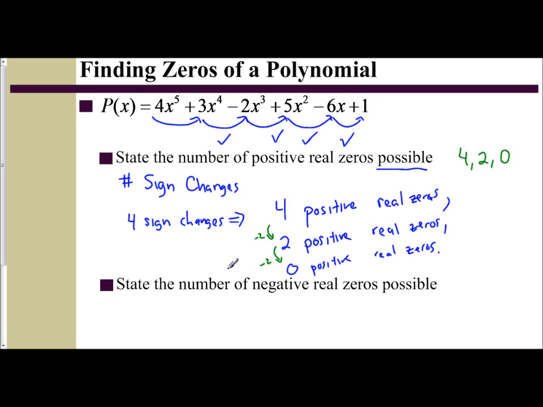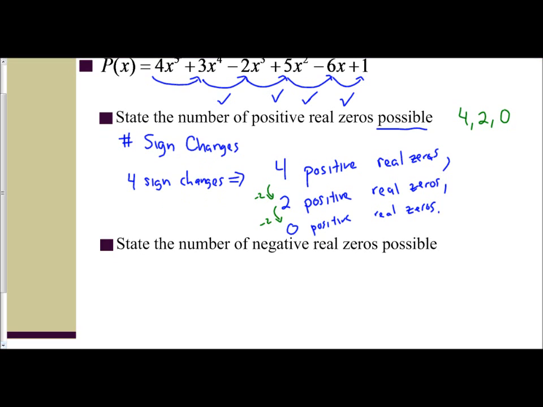Now for the possible number of negative real zeros, what we do is plug in negative x for x. So my function now turns into 4, instead of x to the fifth, I have negative x to the fifth, plus 3 negative x to the fourth, minus 2 negative x cubed, plus 5 negative x squared, minus 6 times negative x plus 1, and I have to simplify.